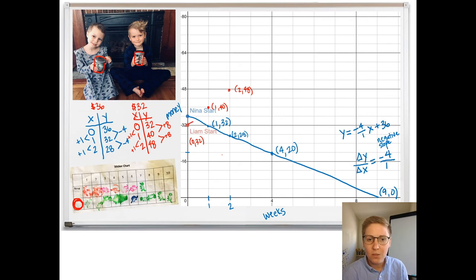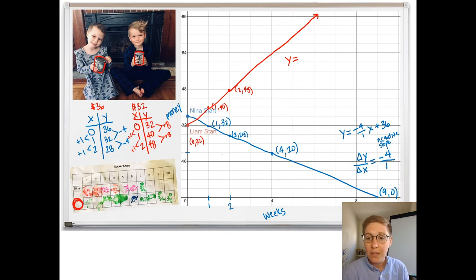Notice that he also has a straight line because he's saving at a constant rate, but his straight line is increasing because his linear relationship has a positive slope. So his equation would look like this. The amount of money Liam has is the same situation as Nina. We still have a rate and a starting value, but his rate is positive.